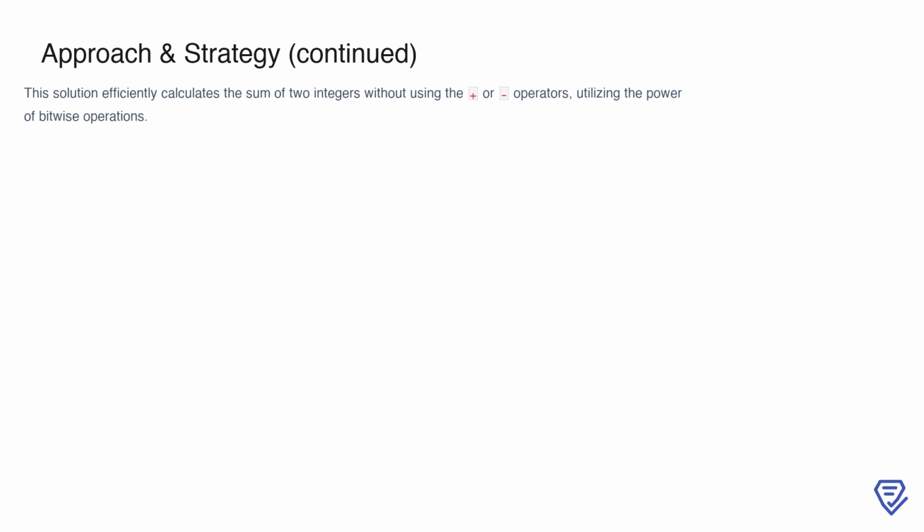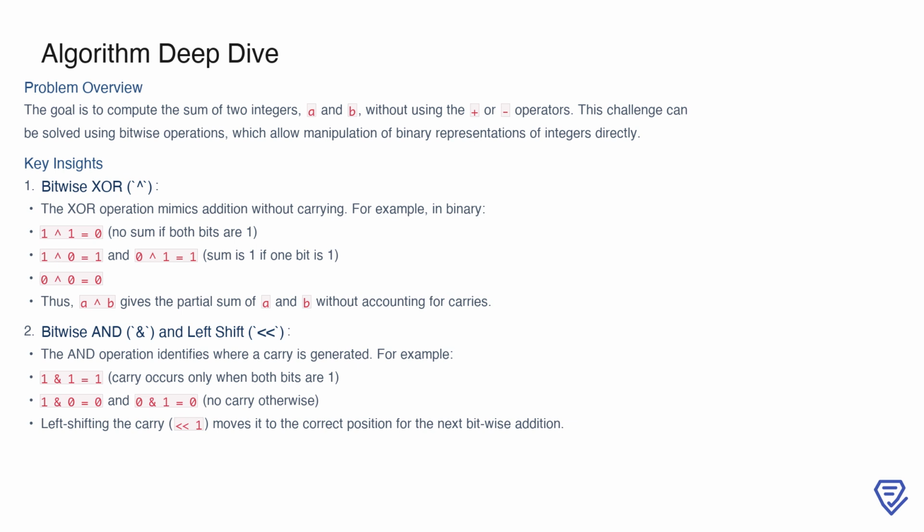arithmetic operators. To solve the problem of adding two integers without using the plus or minus operators, we turn to bitwise operations. These operations allow us to manipulate integers at the binary level, which is key to achieving our goal.